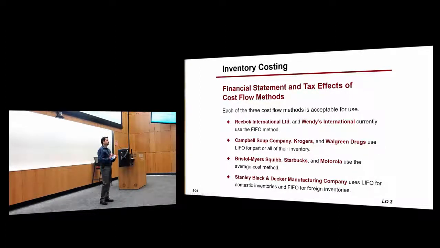Concepts are very simple. Try to understand them. Once you solve a couple of problems, you will actually know the material and know what kind of questions might be asked. Now there are different reasons why companies might pick one method over the other. Those 3 methods are acceptable under GAAP. But which one would the company pick?